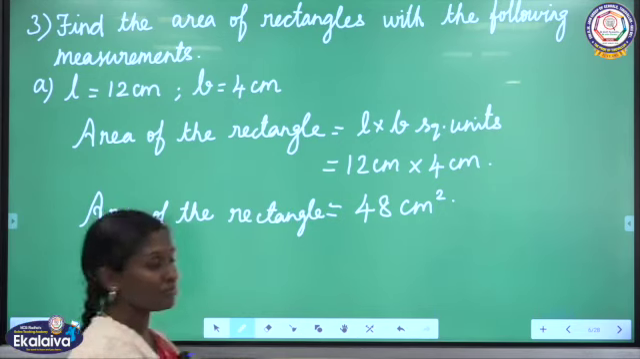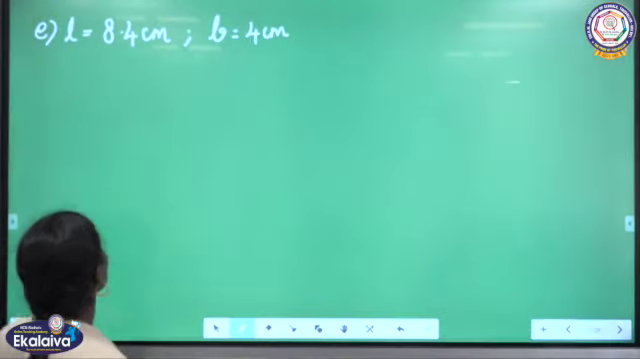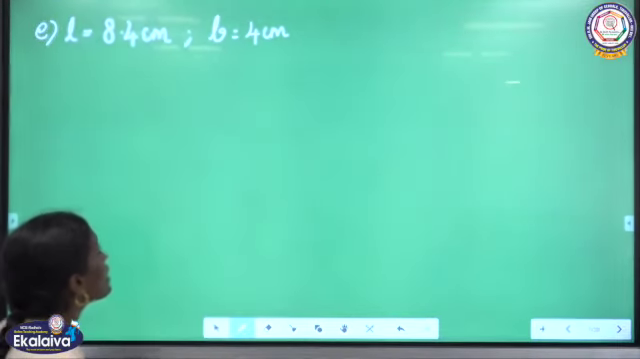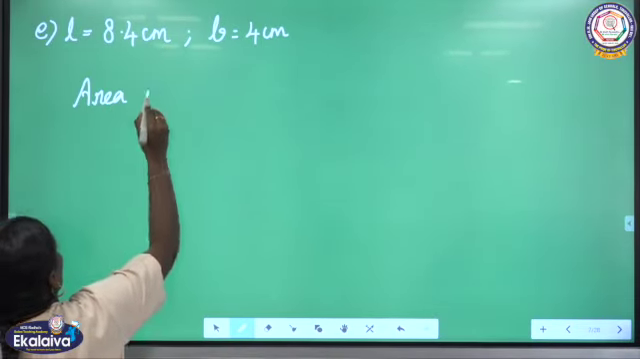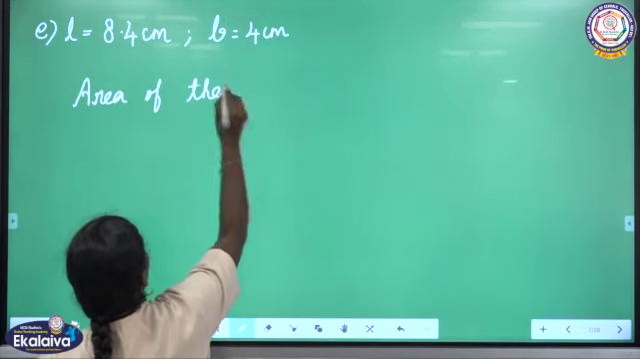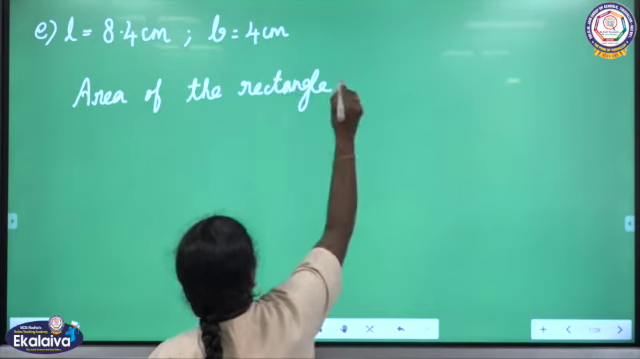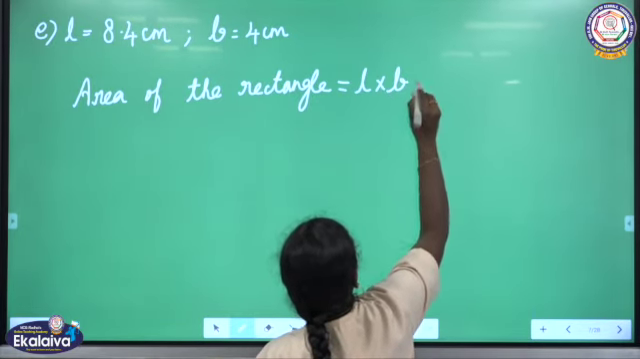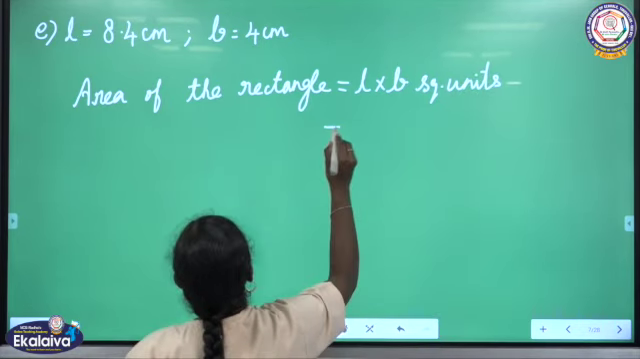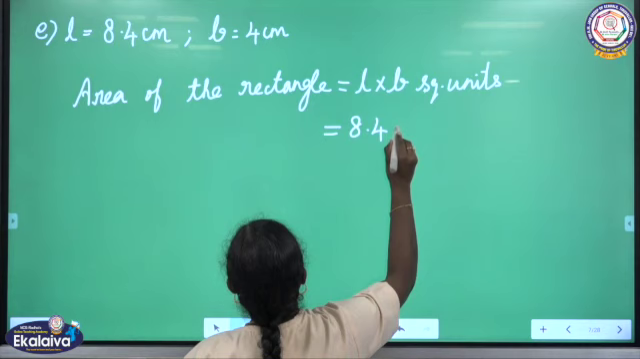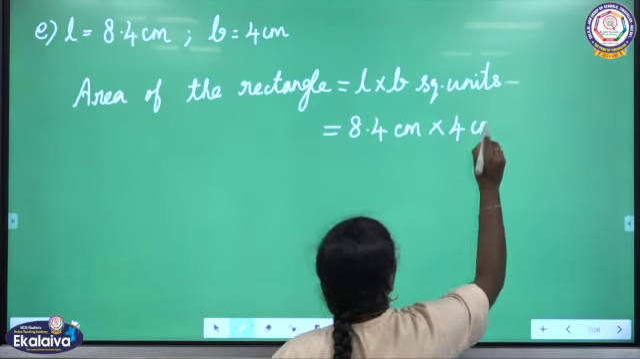Is it clear, children? The next one, here we are having a decimal number, 8.4 centimeter length and breadth is equal to 4 centimeter. So, first we have to write the formula. Area of the rectangle is equal to length into breadth square units. Length is equal to 8.4 centimeter into breadth is equal to 4 centimeter.